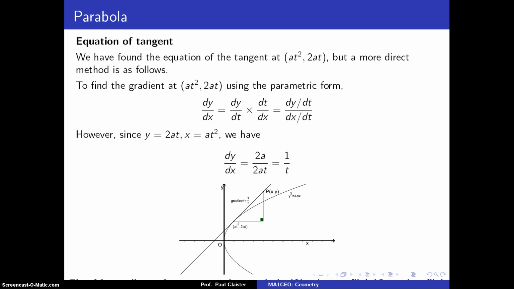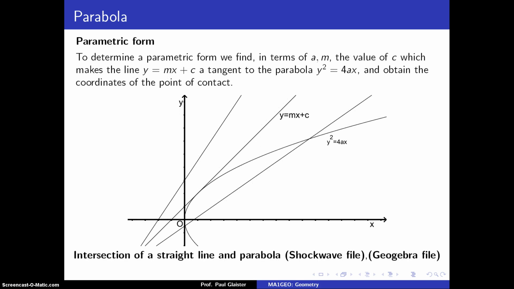We could actually check that if we wanted. As we see here, if we use the chain rule, we can work out the gradient dy by dx as dy by dt times dt by dx, and dt by dx is 1 over dx by dt. Substituting y equals 2at and x equals at squared into the two expressions on the top and the bottom, we find that the gradient at that point is indeed 1 over t. So how do we get that parametric form? Well, we'll quickly have a look at that, but the important thing is the result.